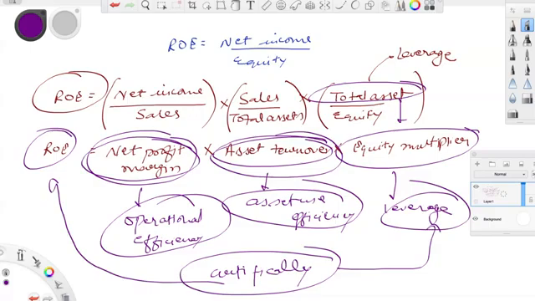Okay, so you can perform this DuPont analysis for your company and see what is actually driving it, and mention this in your financial analysis component in the report. All right, so that's all from my side.